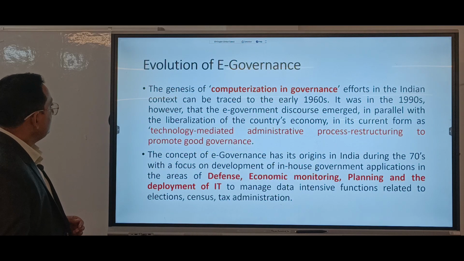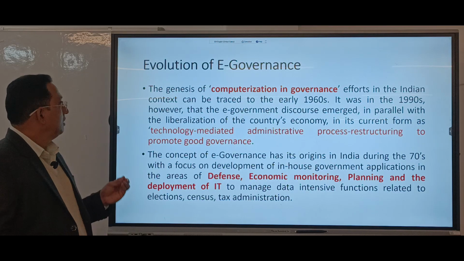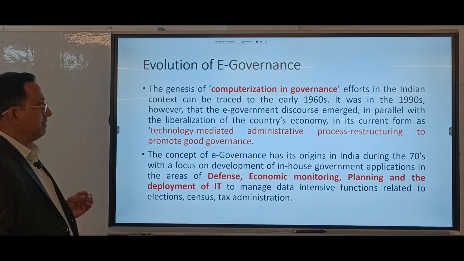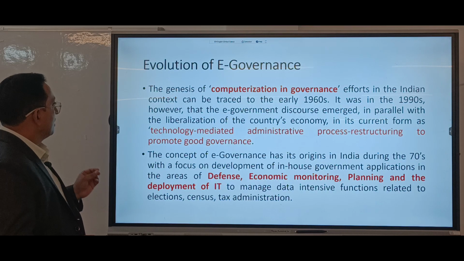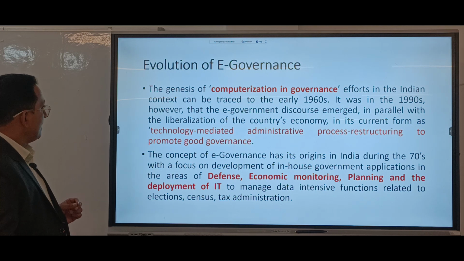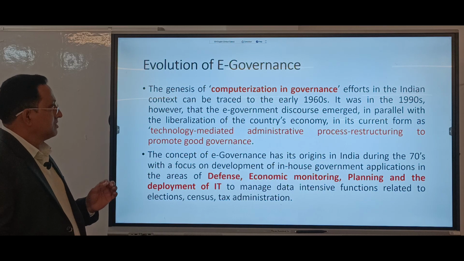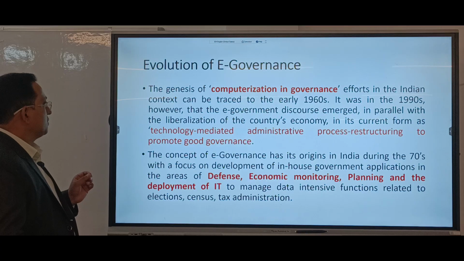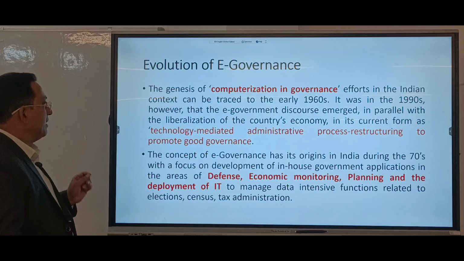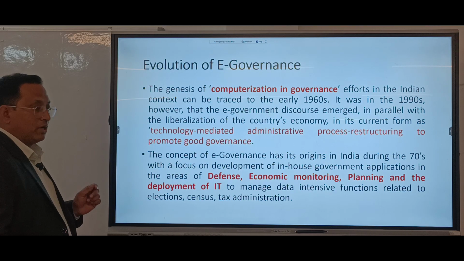Let's start. First of all, we will have a detailed talk about the evolution of e-governance. The genesis of computerization in governance efforts in the Indian context can be traced to the early 1960s. It was in the 1990s, however, that the e-government discourse emerged in parallel with the liberalization of the country's economy, in its current form, as technology-mediated administrative process restructuring to promote good governance.